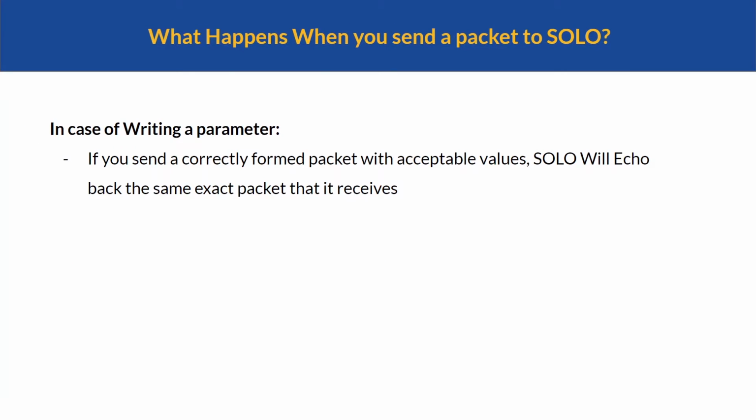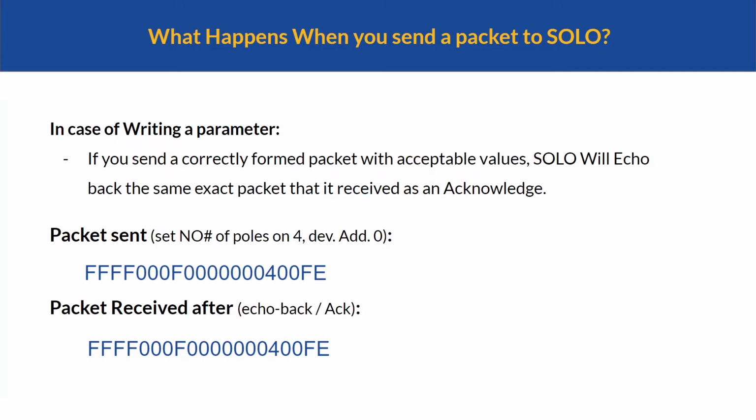Now we've learned how to send a packet to Solo. But what happens after you send a packet to Solo? Basically, there are three main scenarios that can happen. The first case is when you're writing a parameter into Solo, changing a value. In that case, if you correctly form a packet, Solo will echo back the same exact packet that it received. As an instance, if I send a packet to set the number of poles of a brushless motor to 4, on a Solo with address of 0, I have to form such a packet, this one.